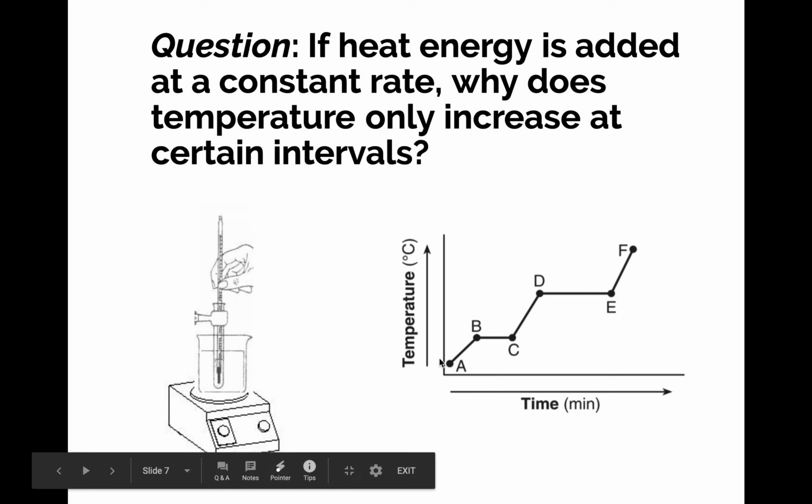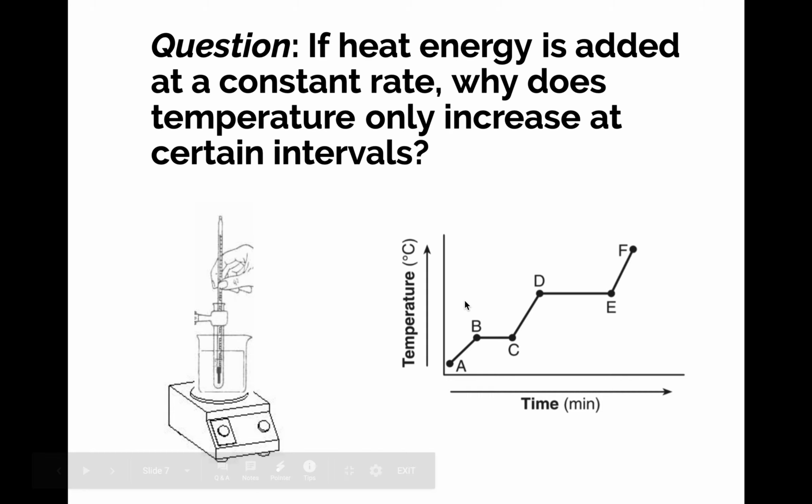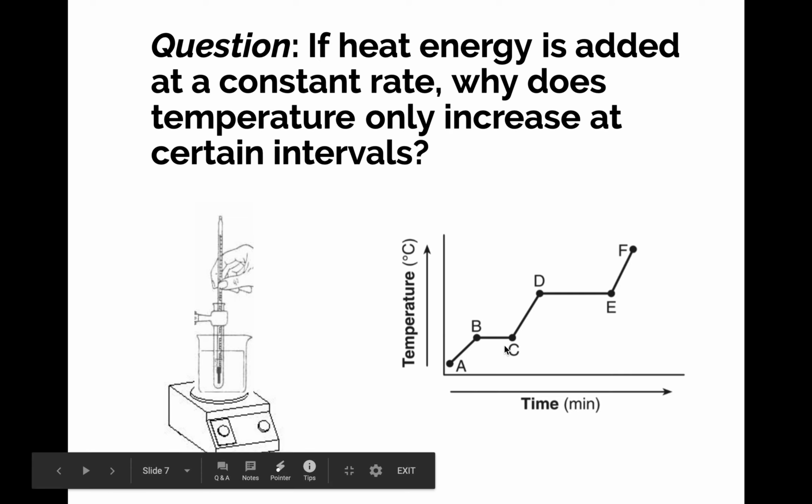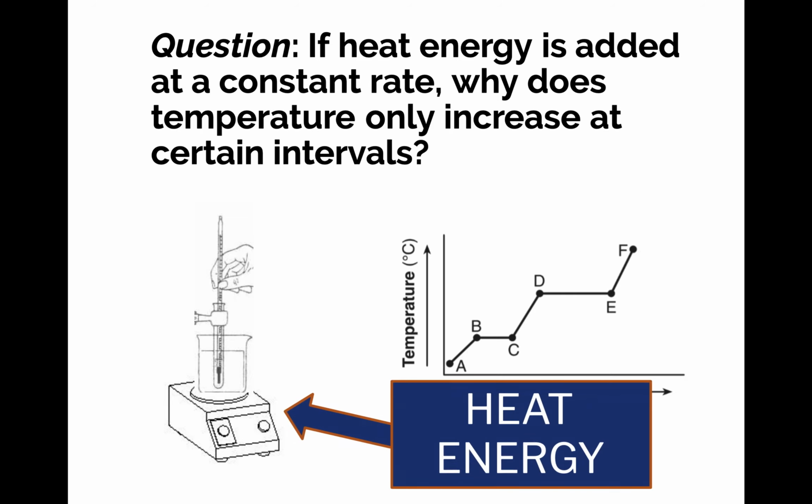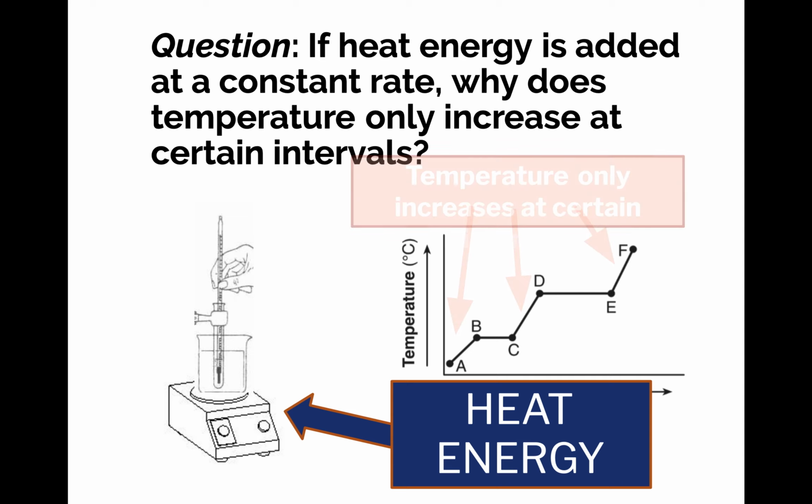So we're looking at our heating curve again. And basically, the heating curve is telling us what is happening to a substance as heat is being added to it. Our substance is starting off in the solid phase, and then from B to C, that's the heat of fusion. C to D will be our liquid phase. D to E is our heat of vaporization, and E to F will be our substance in the gas phase. So as heat energy is being added, why isn't temperature increasing throughout the graph? Why is it only increasing from A to B, C to D, and E to F?